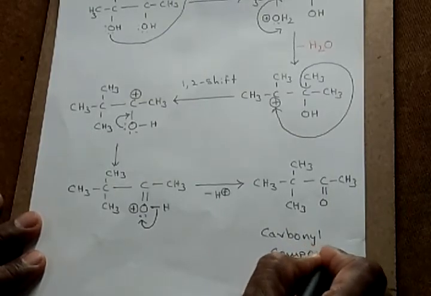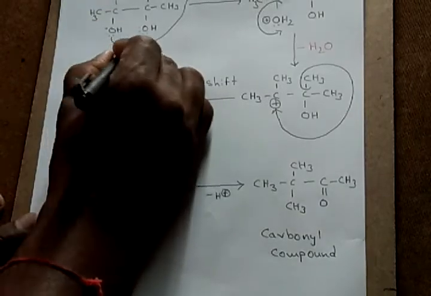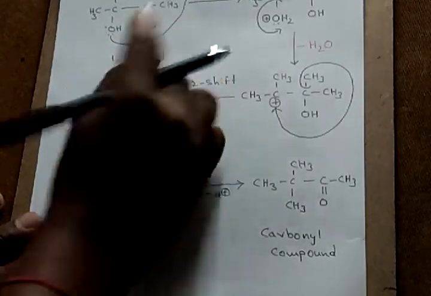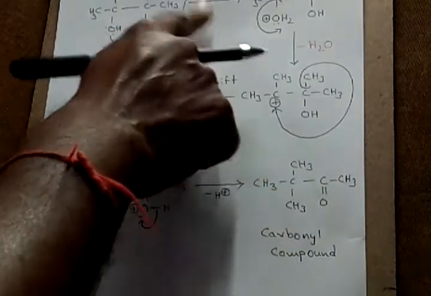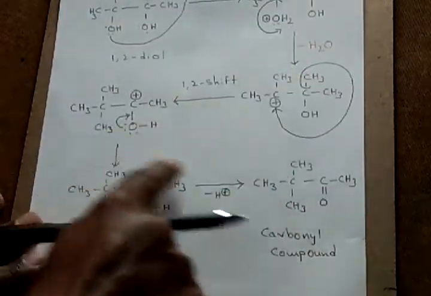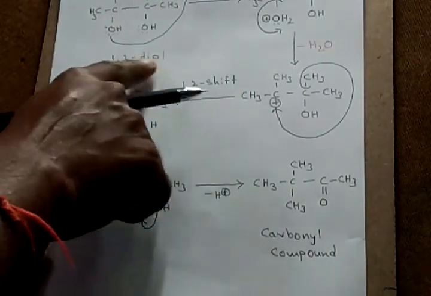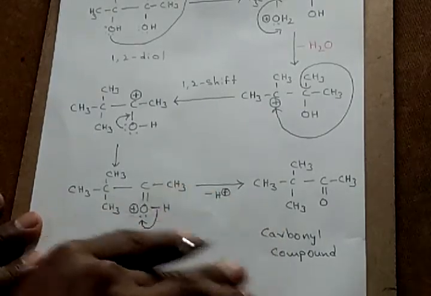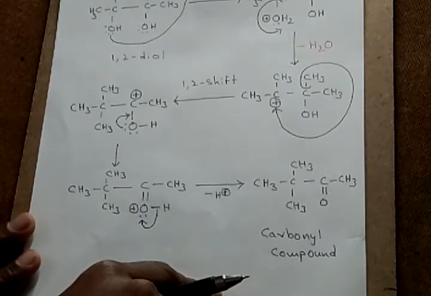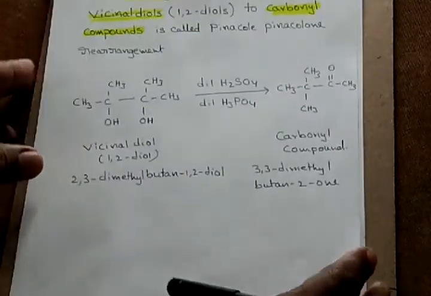So in this rearrangement, a 1,2 diol is converted to a carbonyl compound. How many steps are involved? 1, 2, 3, 4 and 5. In these 5 simple steps, the 1,2 diol is converted to the carbonyl compound. Hope you have understood this. So this is the simple pinacol-pinacolone rearrangement reaction, dear students.